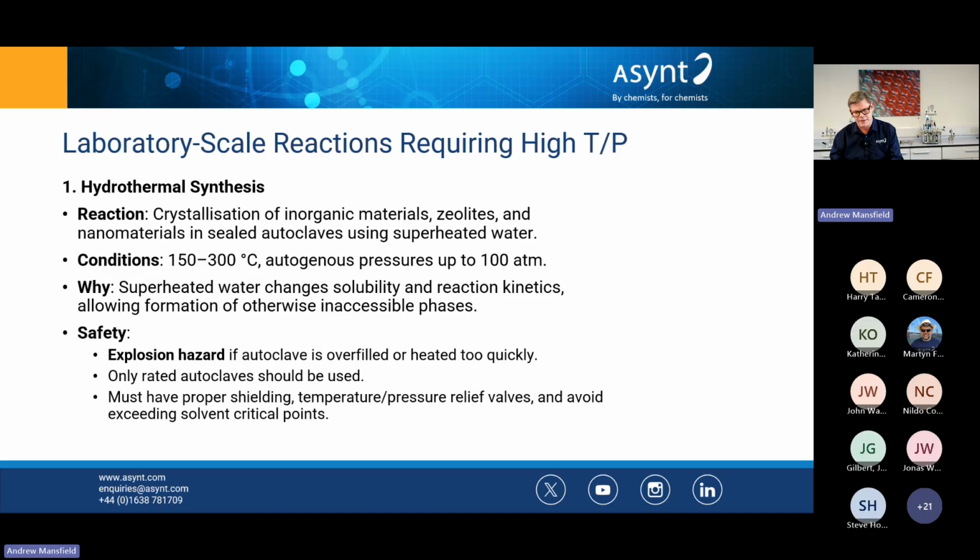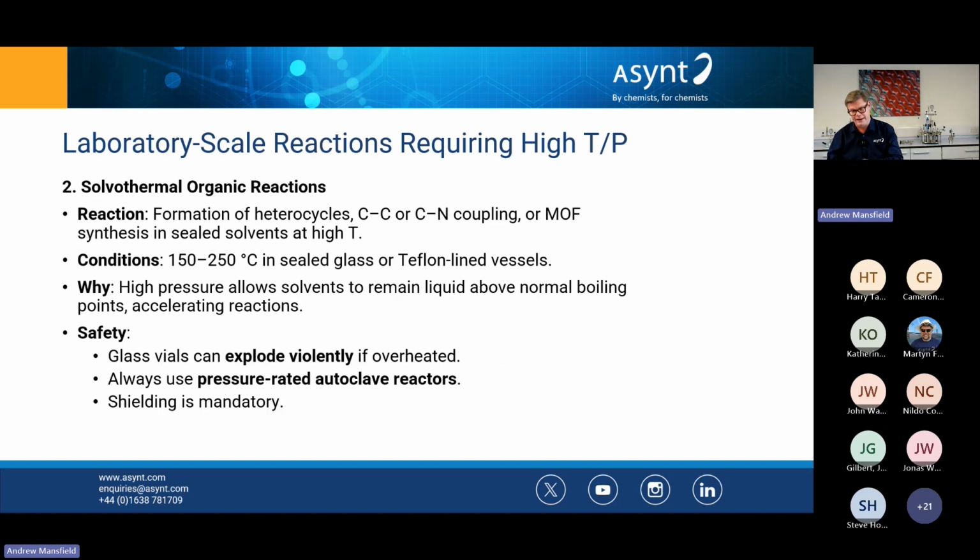And we also need to consider the safety aspects. So we're working, as I said, at elevated temperatures and pressures. So we need proper shielding. We need relief valves for overpressurization, and to avoid catastrophes where we may leak within our reactor. The next example is similarly themed.